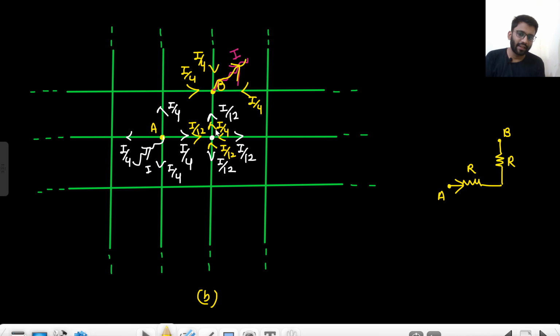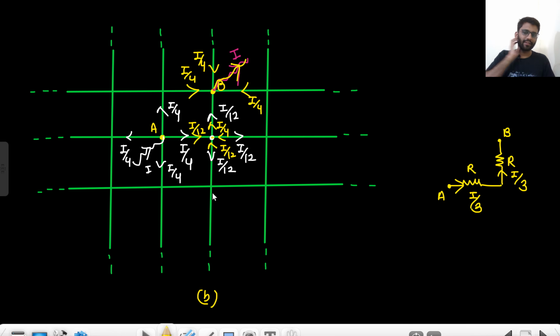Look, I by 4 here, if you are confused about this, I by 4 current was going that side. That means I by 12 from here, I by 12 from here, I by 12 from here, right? I current was getting out, then I by 4, I by 4, I by 4, I by 4. If I by 4 here, then I by 12, I by 12, and I by 12. Got it? So here we have I by 4 plus I by 12. That means we have 4 I by 12. That means we have 4 I by 12 means I by 3. And here also we have I by 3.